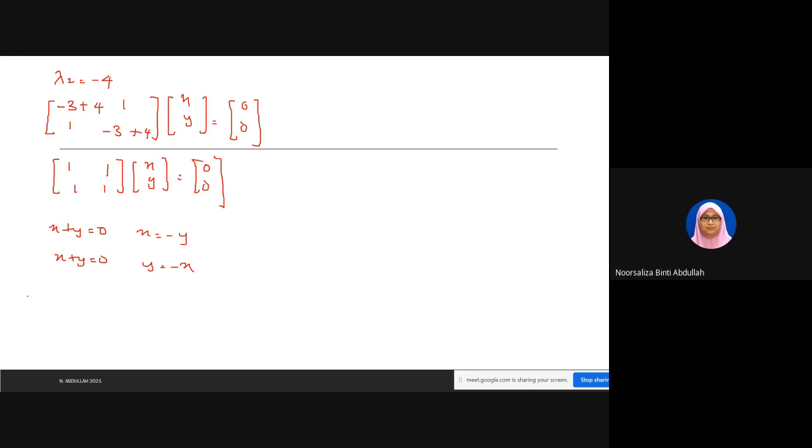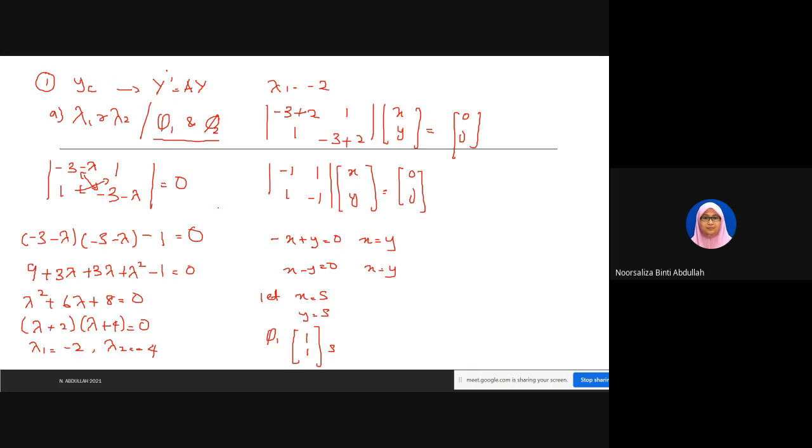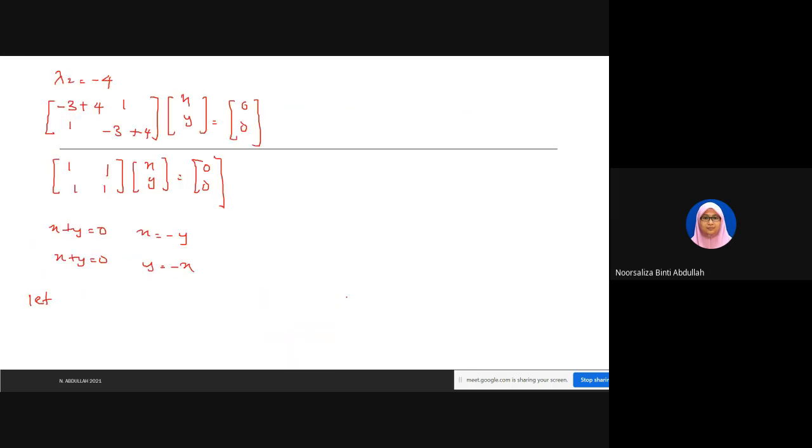So let's say, if for lambda 1 you use x as s, then for lambda 2 you also put x as s, so make it synchronized. If for lambda 1 you use y equals s, then for lambda 2 you also use y equals s. So x equals s, then y equals minus s. Then your eigenvector 2 will be s, minus s.